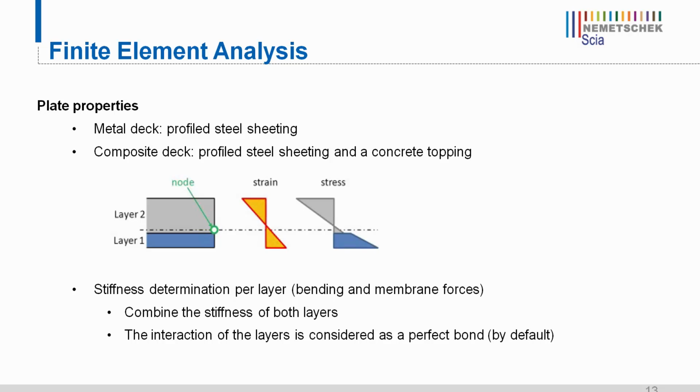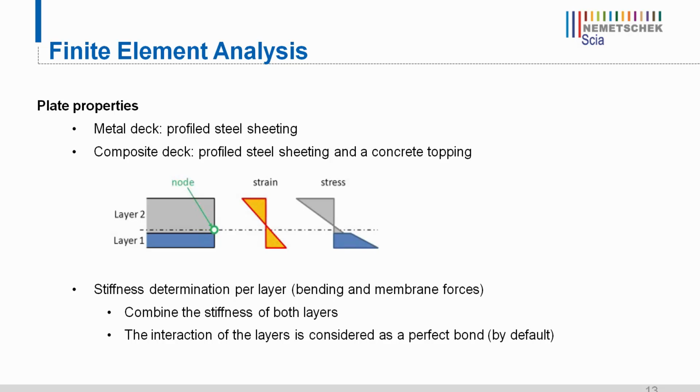As we have just seen in Scia Engineer, for the plate properties you can choose between a metal deck, a profile steel sheeting, or a composite deck, a profile steel sheeting and a concrete topping. A composite deck is modelized as a multi-layered plate. Each layer has orthotropic properties, and the eccentricity of each layer is taken into account. Next, the stiffness determination is done by layer, meaning the bending and membrane forces, and afterwards the stiffnesses of both layers are combined together to become a general stiffness for the composite deck.